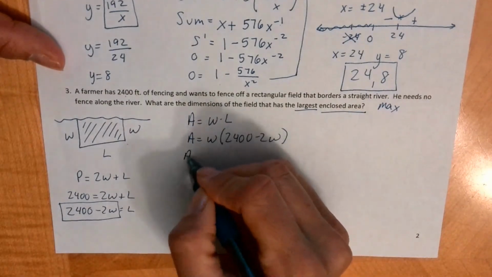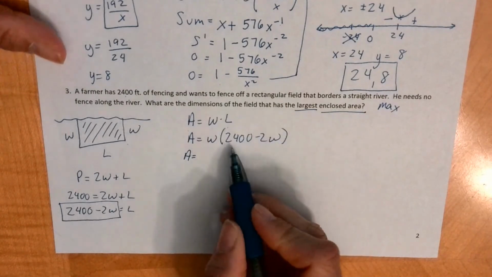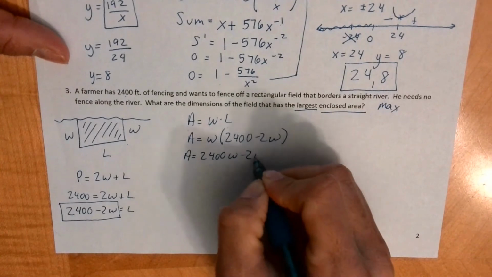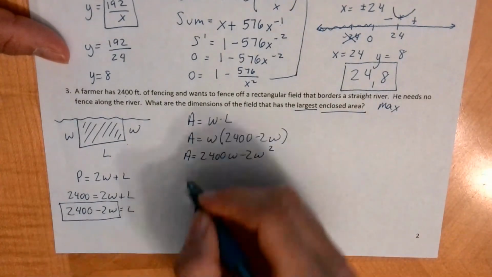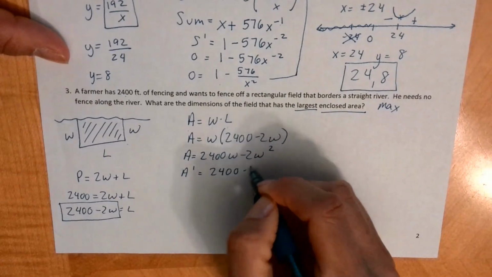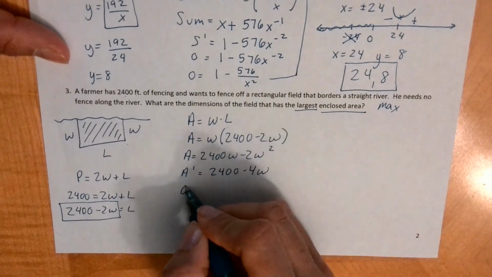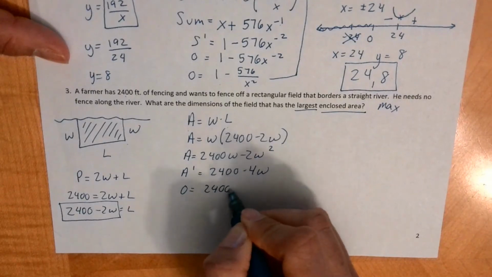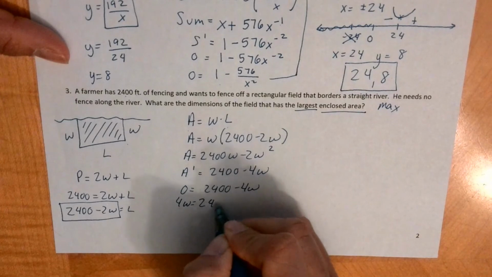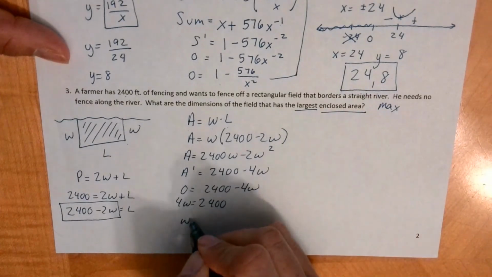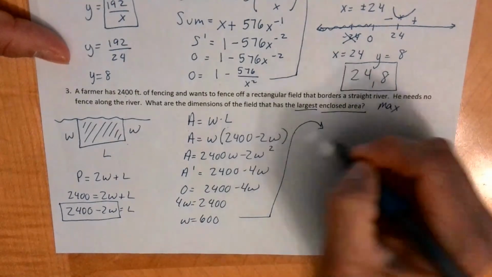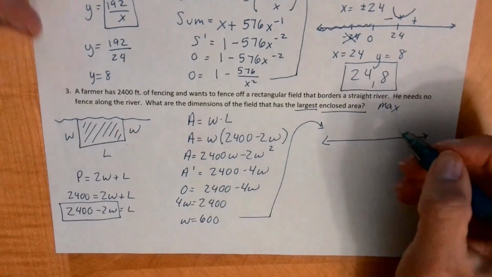And I want to take the derivative of this, but I don't want to use the product rule if I don't have to. So I'm going to distribute. So 2,400W minus 2W squared. And now let's differentiate this. So 2,400 minus 4W. We're going to set that equal to 0. Add 4W to the other side. W equals 600. And I'm going to come over here. I'm going to plot this on a number line.